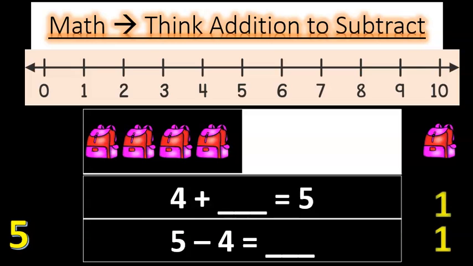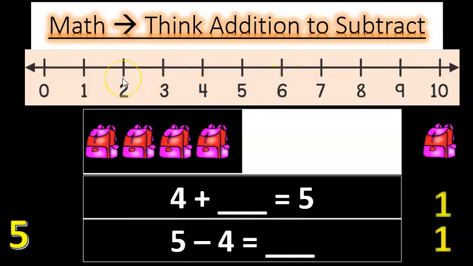Now, we've been doing the topic, think addition to subtract. Now the cursor is moving on to the screen now. Now boys and girls, here's our title again, okay? It says math, think addition to subtract. Now boys and girls, what is this called? What was this called? A number line. Good job.